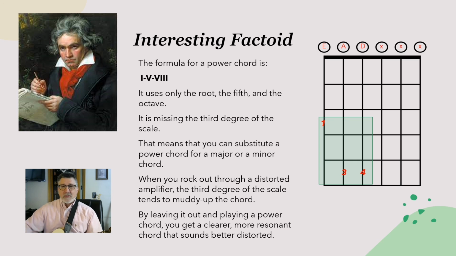So when you're rocking out through a distorted amp, you get rid of that third note, which causes it to get muddy and distorted. And when you're playing the root, octave, and the fifth, the formula for the power chord, you get a much cleaner sound by removing that particular note. That's why we call them power chords, because when you crank them up and blast them through an amp, you get that sound of power.